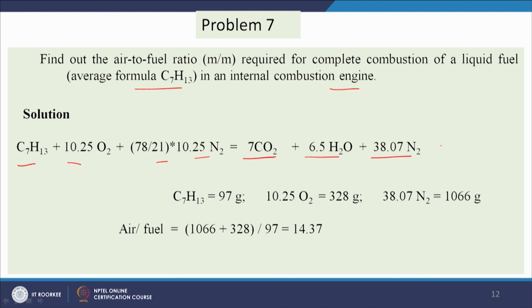Now, if we take the molecular weights, the fuel is 97 gram. Then 10.25 into oxygen is 328 gram, and nitrogen, 38.07, is 1066 gram. So, how much air to fuel ratio will we get? Air means nitrogen plus oxygen, so 1066 plus 328 divided by fuel, 97. So, this equals 14.37.